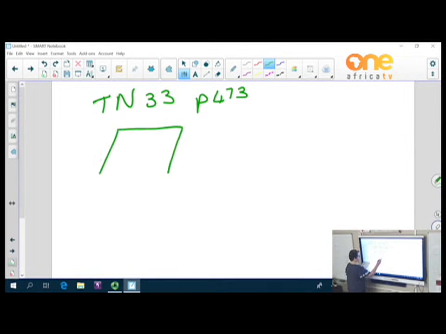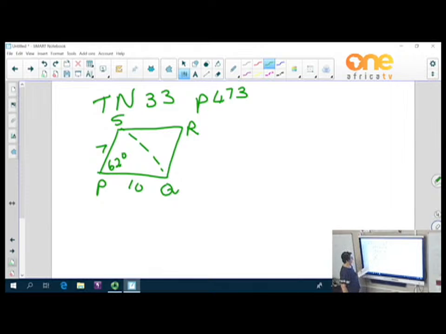Let's just redraw it to follow. So P, Q, R, and S. This one is 7. This one is 10. The angle is 62 degrees. And this is a parallelogram, which means my opposite sides will be equal. I can also work with my angles here, and I will know that this angle will be 118 degrees because I have those parallel lines, co-interior angles there.